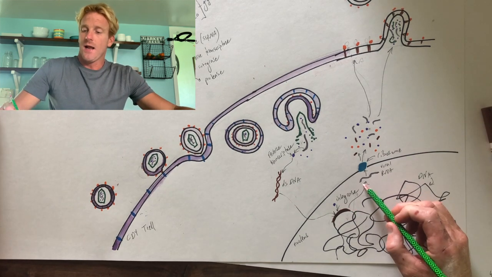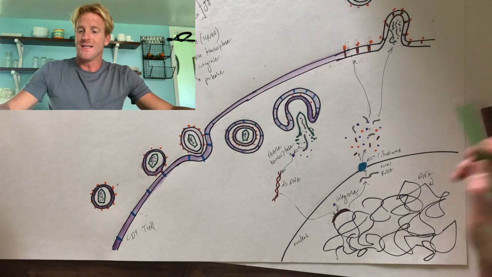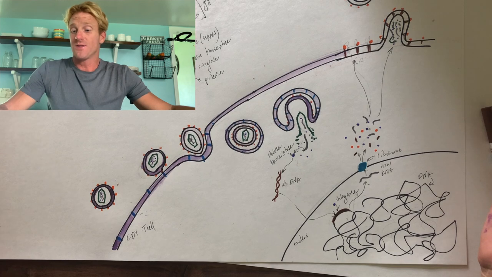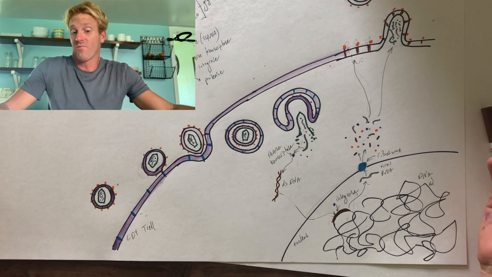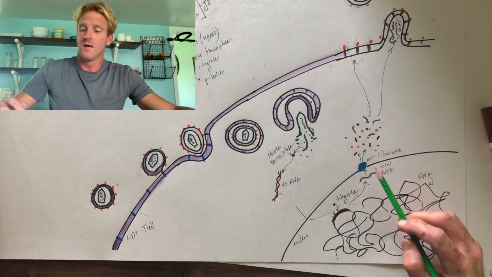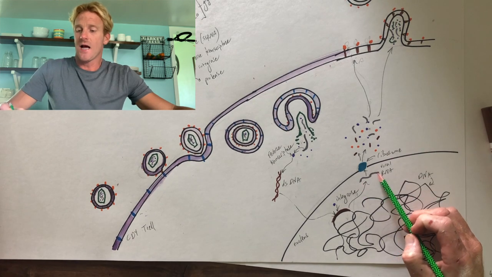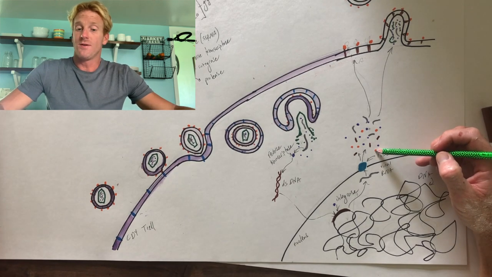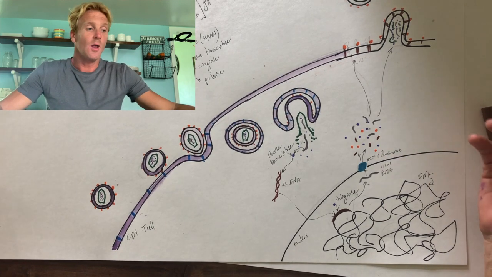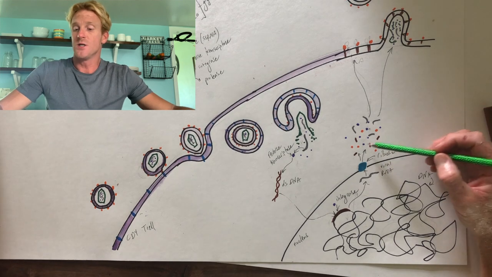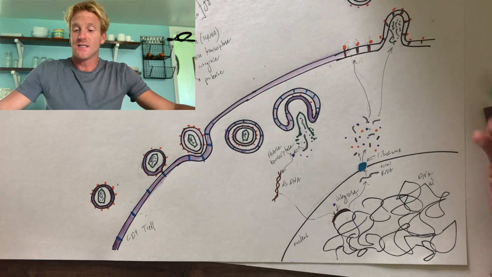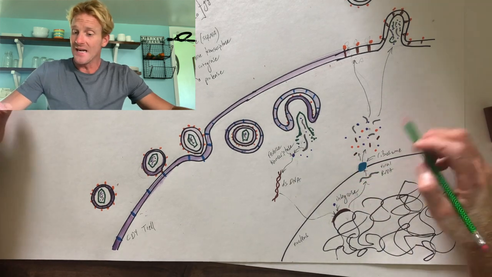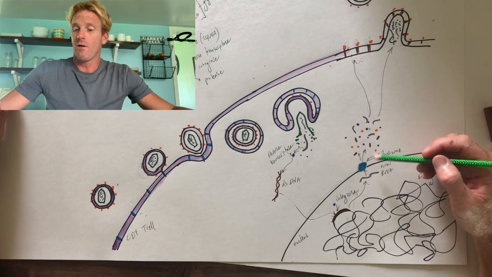This messenger RNA, which is encoding viral proteins, is then sent to one of our ribosomes. Now, remember, a ribosome's job is just to produce proteins from RNA, and that's exactly what it's going to do. It's going to use the viral RNA as a guide, and it's going to produce viral proteins. It's going to produce the glycoproteins that are going to eventually go in the envelope of new viruses. It's going to produce new enzymes like new proteases, new integrases, and new reverse transcriptase. And it's going to produce new copies of the viral RNA.